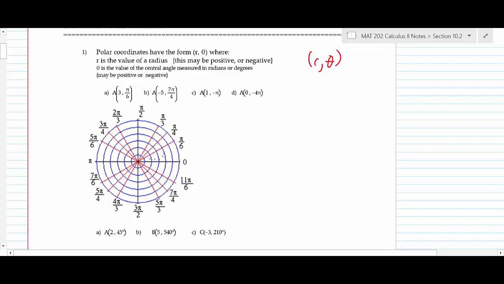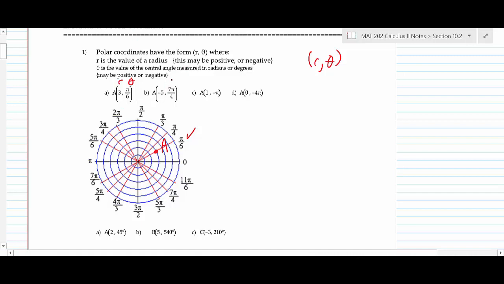Really, all you're doing on polar coordinates is you have angles just like you would have on a circle, and then you have a radius. So it's always r and it's always theta. So it's real easy to plot points. On this first one, you just locate pi over 6. If the radius is 3, you just go to the third circle and put a dot there. So let's just plot points first of all real quick.